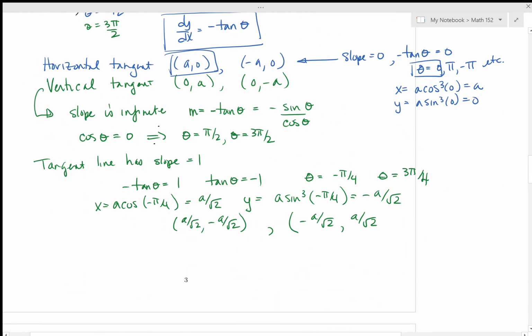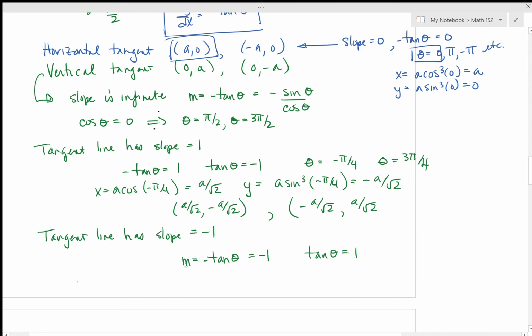Okay, so I found the tangent line has a slope of 1, and then the tangent line has slope equal to -1. I simply set the minus the slope, which is minus tan theta, equal to -1, and I observe that means the tangent of theta has got to be equal to 1, and I do the same procedure. Let me just write down the points for you. You can verify this.